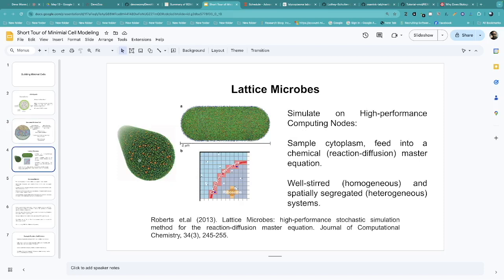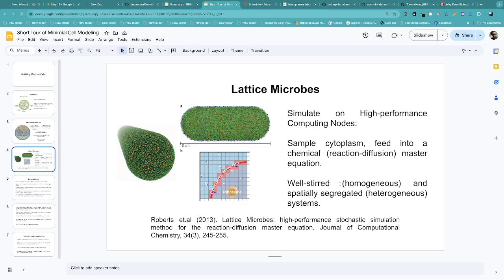So the lattice microbes methodology is where you have these lattices, and things are represented in these lattices, like membranes and ribosomes. You can simulate these on high performance computing nodes. So this is something that requires a lot more than a laptop. You use many cores to do this, and you can set up a job, and you need a lot of computational power. What you do is you sample the cytoplasm within the minimal cell. You feed it into a chemical master equation. In this case, that's a reaction-diffusion type equation, and you can make predictions about what's going on in the cell at any time. And then, of course, they have different assumptions.